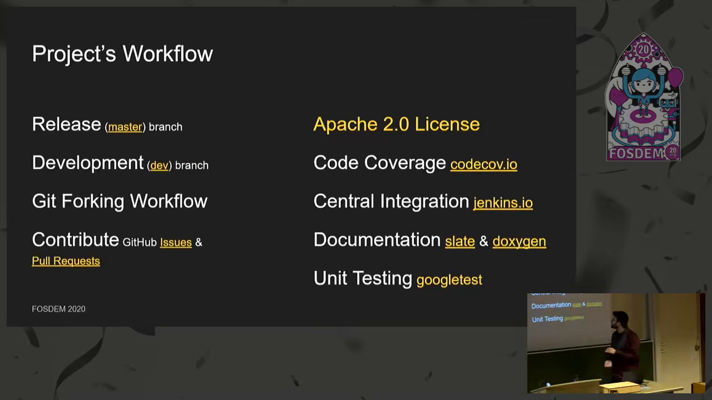We also provide code coverage using CodeCov.io, continuous integration using Jenkins, and lots of documentation using Slate for the API, and Doxygen also for the API. Some of the performance results are hosted on Slate, so you can check that out as well. We have unit testing using Google Test, which is really cool.